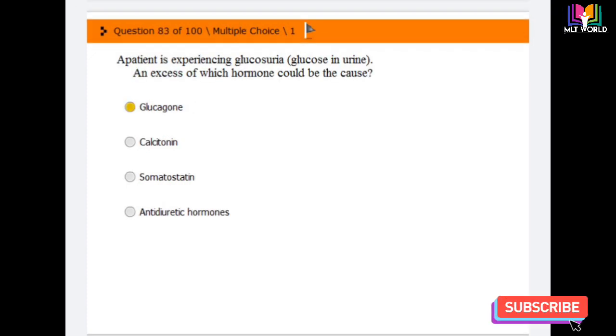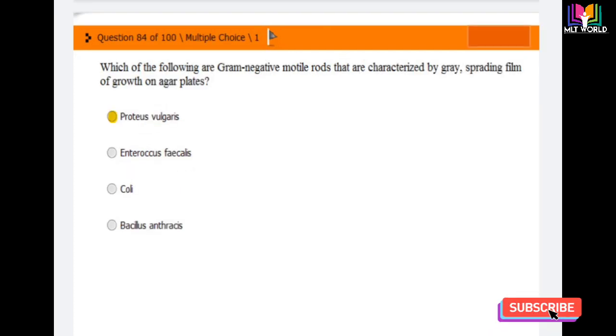Question number 83. A patient is experiencing glucosuria, means glucose in urine. An excess of which hormone could be the cause? Options are glucagon. Next option is calcitonin. Third option is somatostatin, and last option is antidiuretic hormone. And the correct answer is glucagon. Glucagon is the hormone which can cause the excess of glucose in the urine.